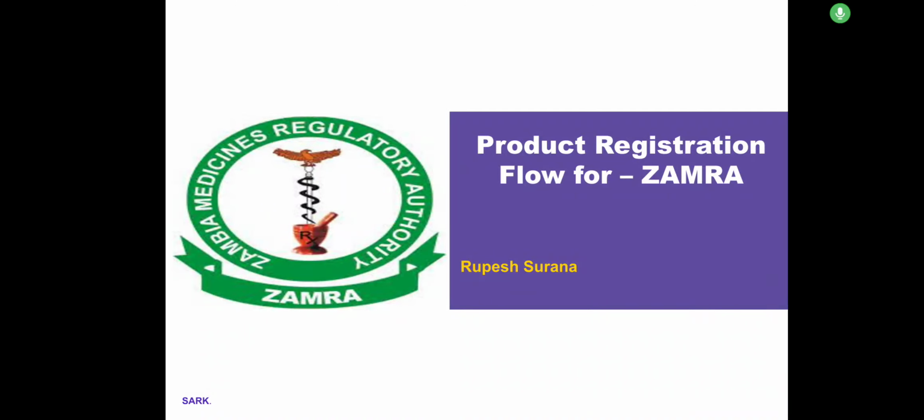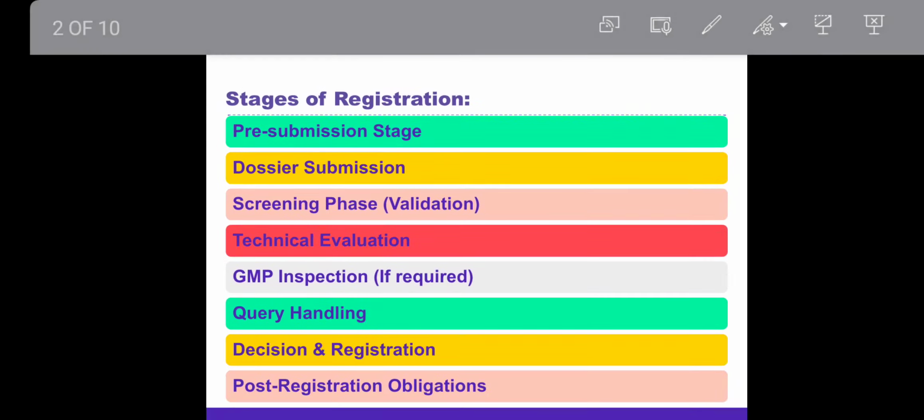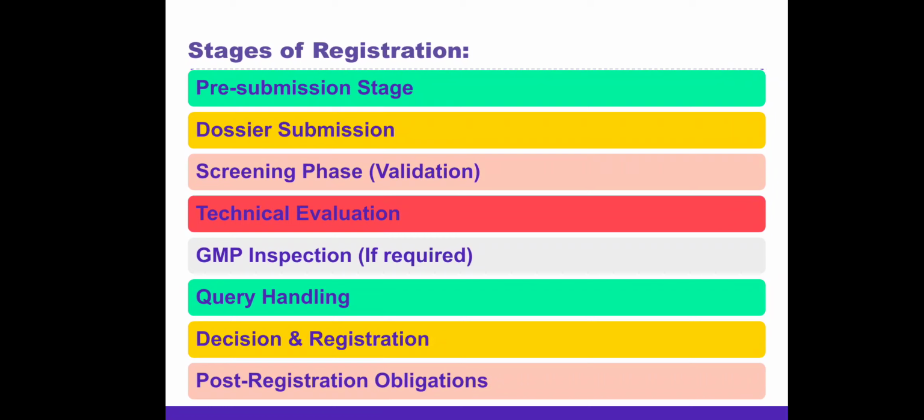Friends, today we'll see the product registration flow for ZAMRA. ZAMRA is the regulatory authority which is working for Zambia. Now we'll see the stages of registration. There are 8 stages involved in product registration.